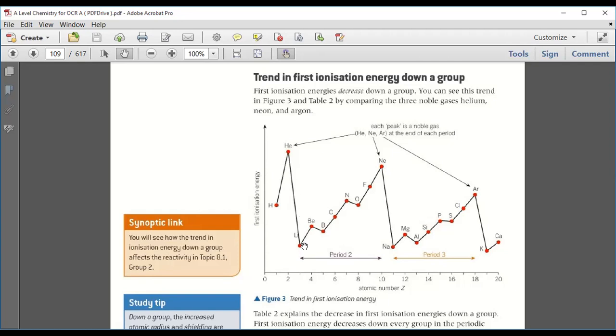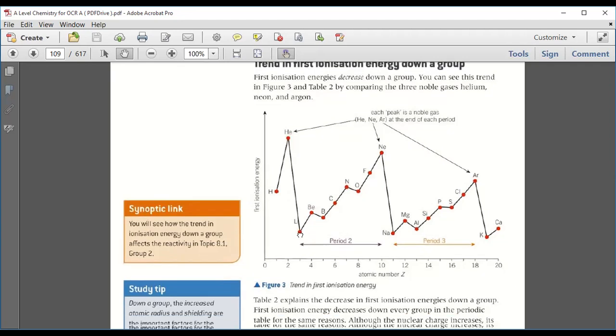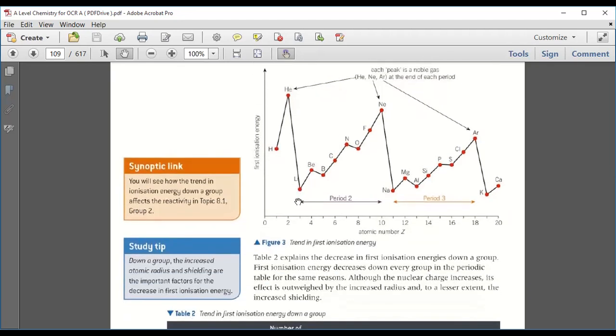Now lithium. Lithium is the third element. The atomic number is 3, so the electronic configuration is 1s2 2s1. It means there is one electron remaining in the outermost shell, and it can be easily removed. Now wait, I will write it down. Just give me a second.